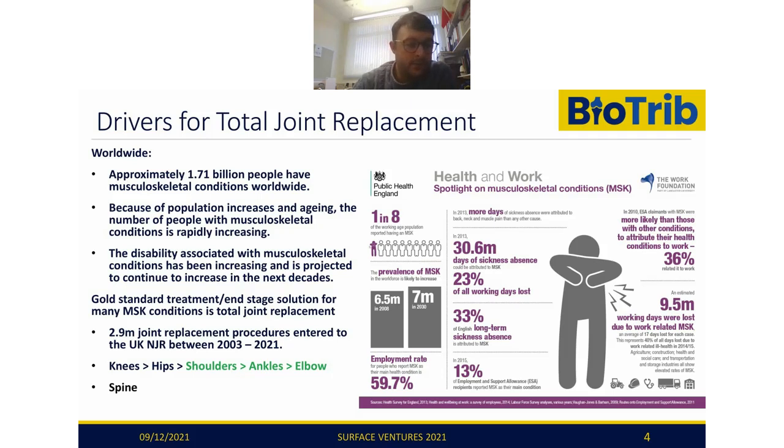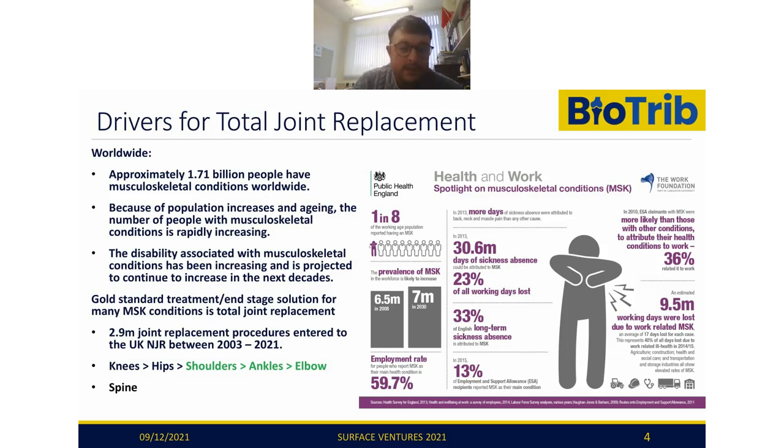In terms of numbers within the UK, there have been nearly 3 million joint replacement procedures conducted since 2003. This is estimated from the UK National Joint Registry figures. This is just the UK alone, and typically these are knees and hips. But now we're seeing an emerging trend in implants like shoulders, ankles, and elbows, and these implants are mainly for restoring motion, and ultimately to enhance, like I said, that quality of life.